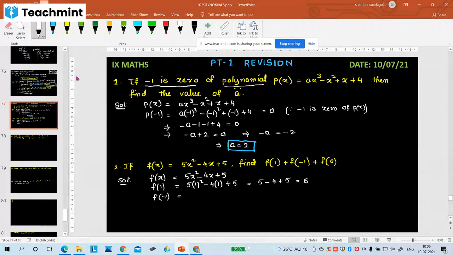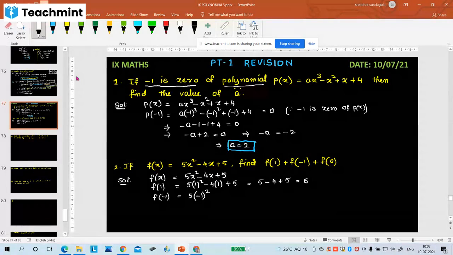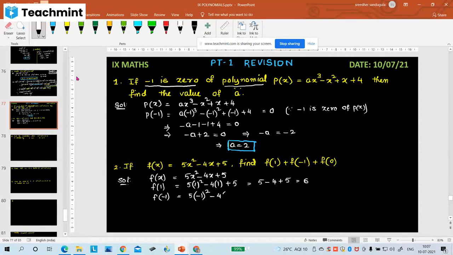F of minus 1 is, wherever x is there you have to substitute minus 1. 5 into x square, that means 5 into minus 1 whole square minus 4 into minus 1 plus 5. That implies, what is minus 1 whole square? 1. 1 into 5 you get 5.